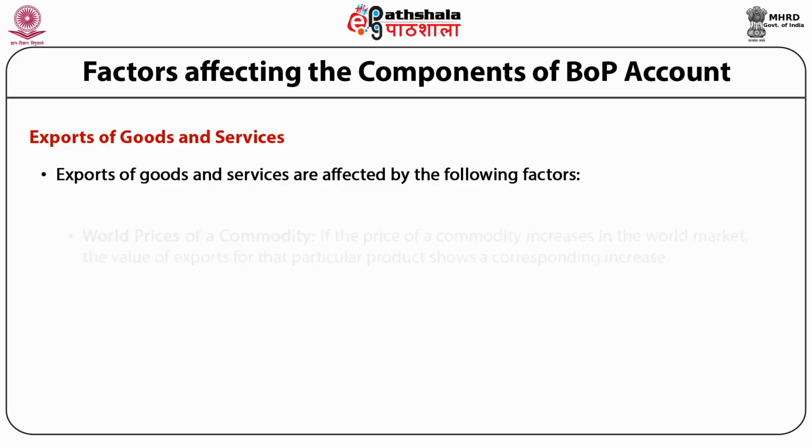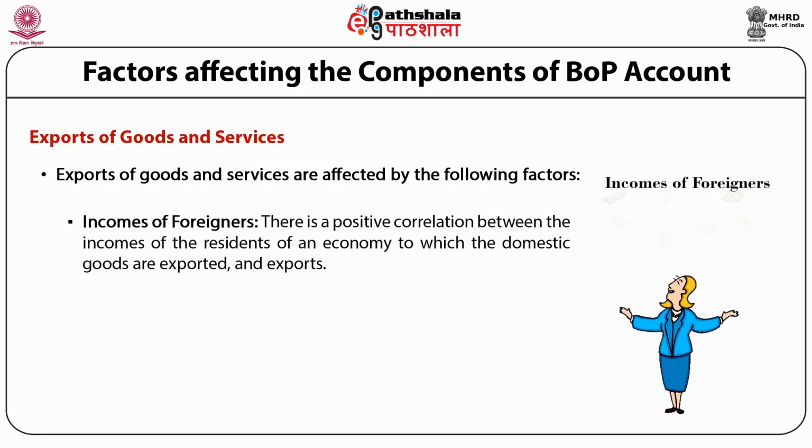of a commodity. Incomes of foreigners. There is a positive correlation between the incomes of the residents of an economy to which the domestic goods are exported and exports. Hence, other things remaining the same, an increase in the standard of living or an increase in the incomes of the residents of such an economy will result in an increase in the exports of the domestic economy. Once again, this would increase the demand for the local currency.